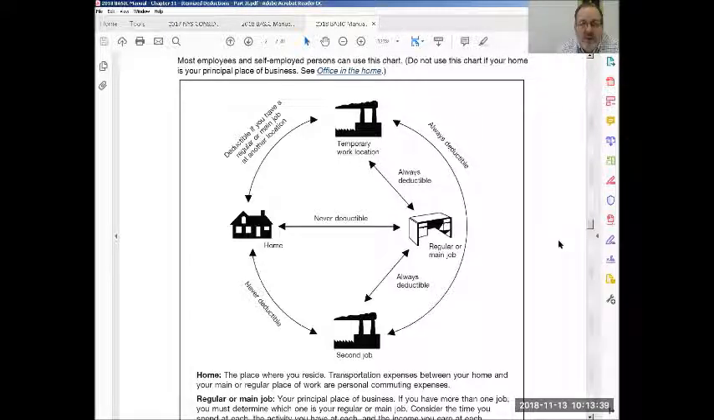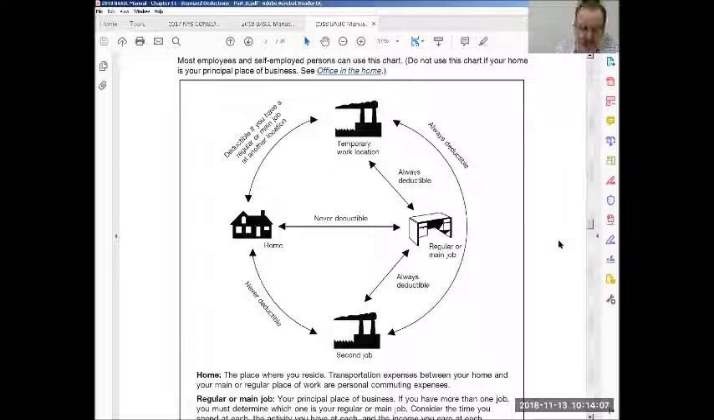However, if we left home in the morning, went to our job, and then afterwards we're working nights at EG Tax, going from our main job to our second job is deductible, only if you go directly from it. So if you go back home, have a bite to eat, and then go to EG Tax, it's not deductible.